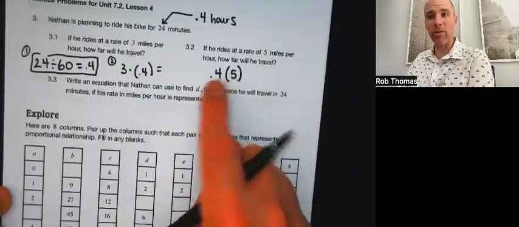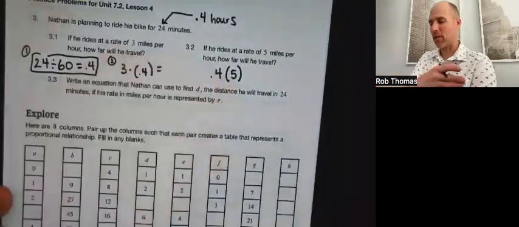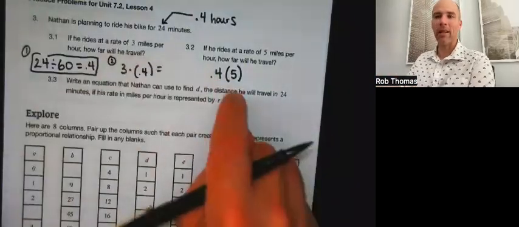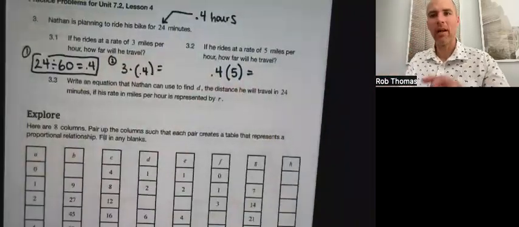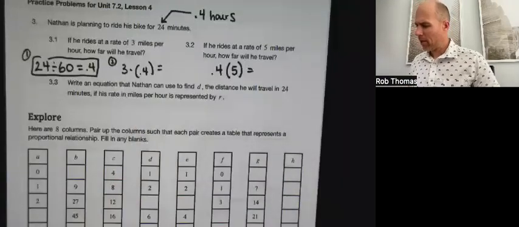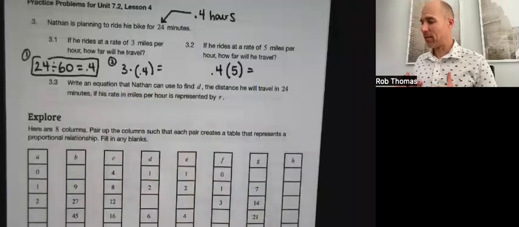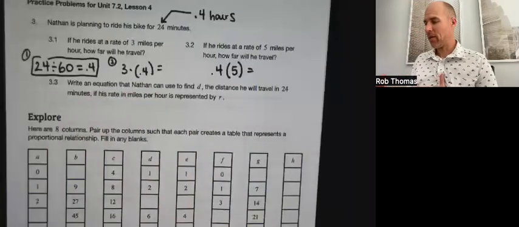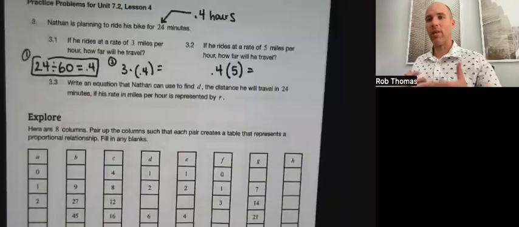When you put 2 numbers next to each other and one's in parentheses, but there's nothing else, no plus signs or minus signs or anything, that also means multiply. So multiply those and you should get a distance, in miles, how far he'll go. Okay, and this one says, write an equation that Nathan could use to find the distance d he will travel in 24 minutes with any rate in miles per hour.